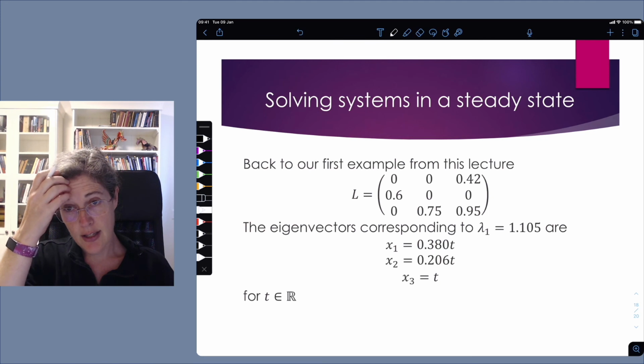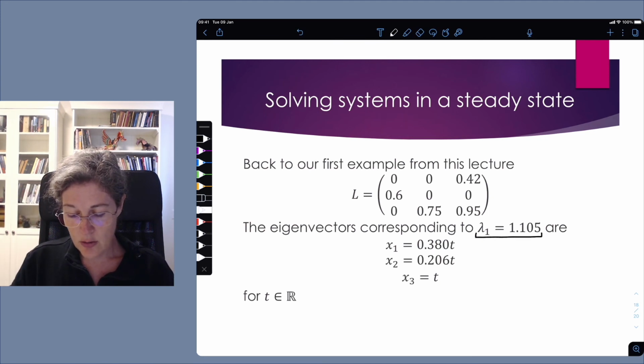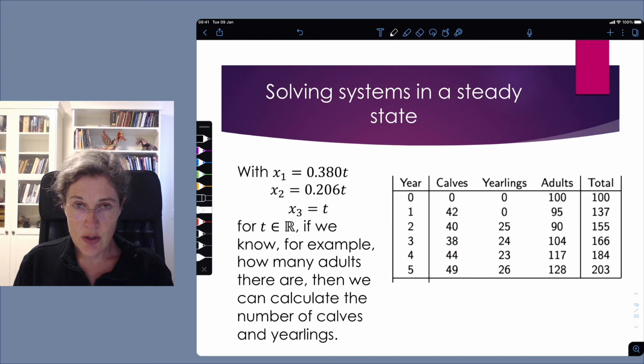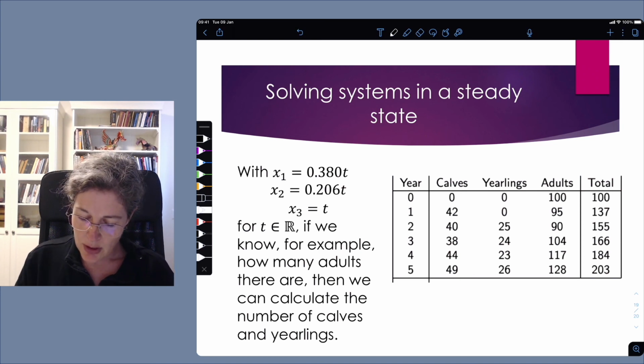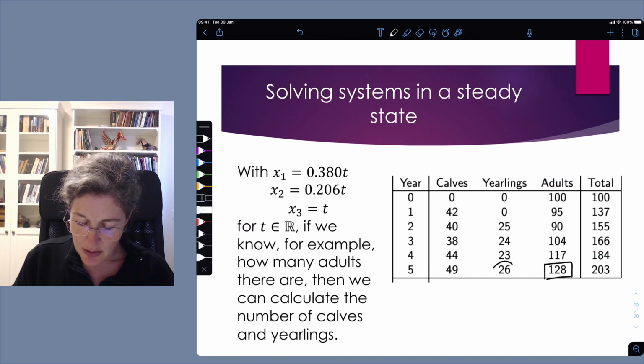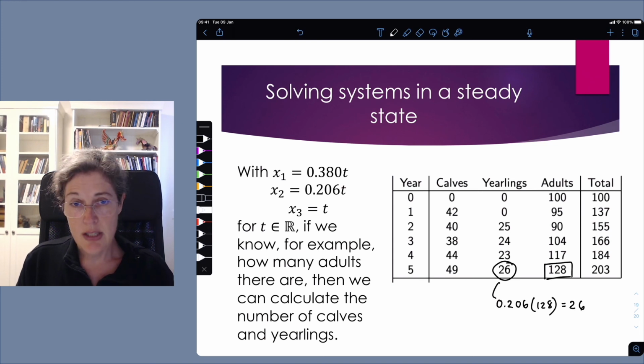If you find the eigenvectors corresponding to our growth rate eigenvalue, you would find that they look like this. So again, we've got our free variable, which we would expect. And then we've got some factor multiplying whatever our population in our x3 group is. How does this help us? Well, in fact, it means that so long as we know one value, for example, if we know that there are 128 adults, we know if we're in our stable population how many yearlings and calves we have, because if we take, for example, this one, we will have 0.206 times 128. And if you check that, it's going to give you 26.